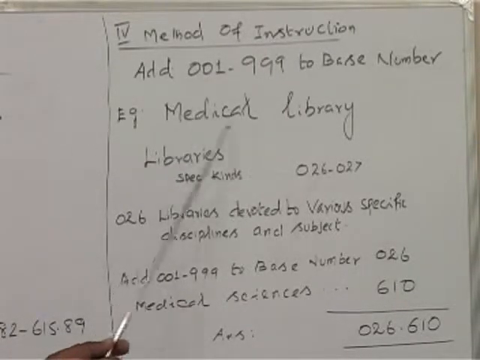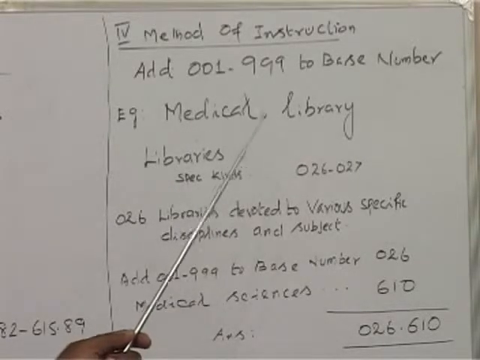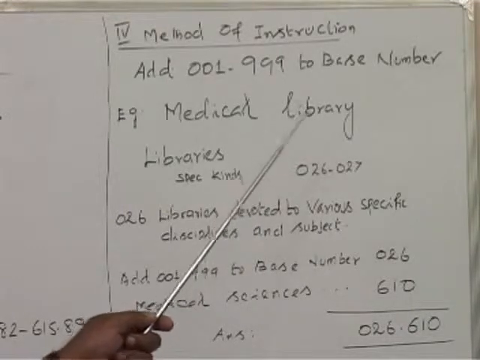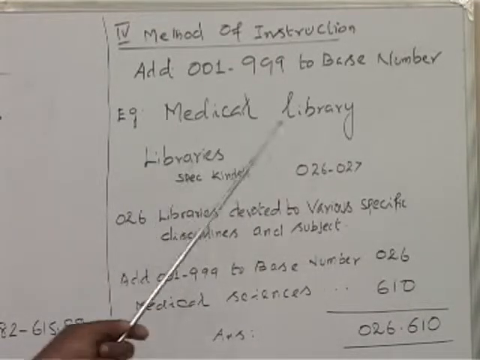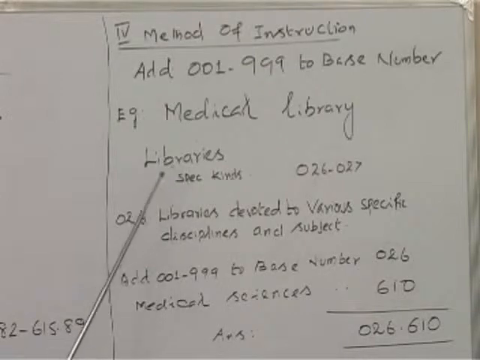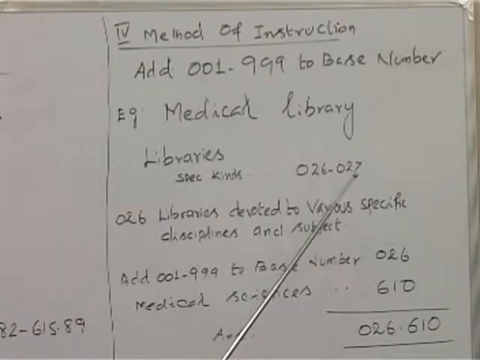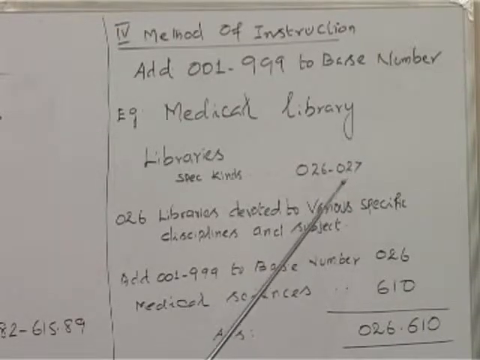If you are given the title medical library, so now medical library, here the general subject is nothing but libraries. It's related to the library concepts. That is why you have to go to the index under libraries, but libraries of specific kinds. So libraries in the index under the subdivision specific kinds, you may find the number 026 to 027.